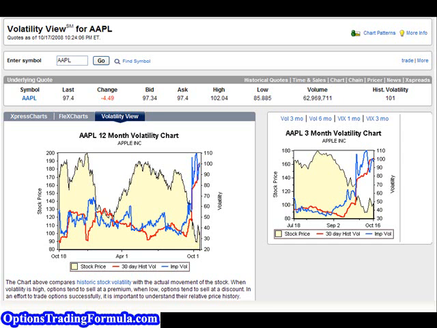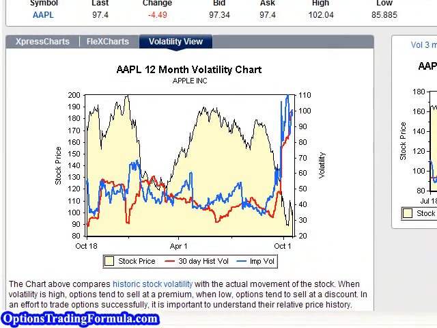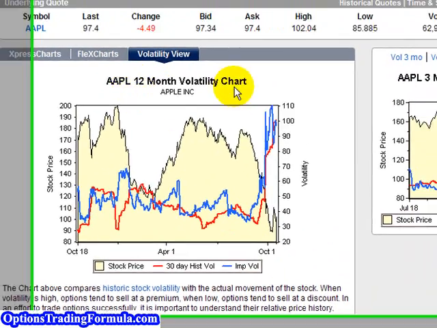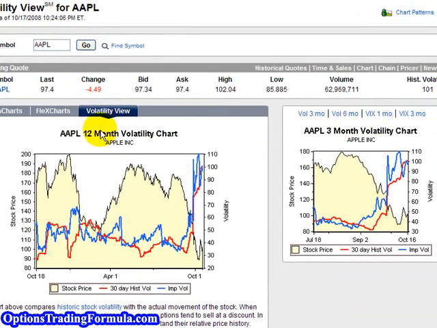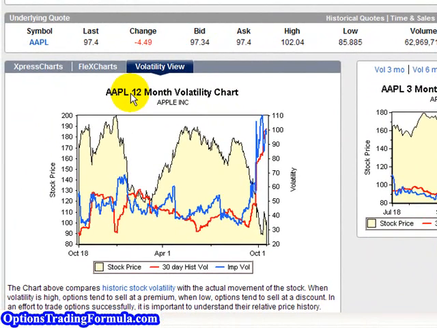Here we are in the volatility view in Options Express. As you can see, we have two charts, the 12-month chart and the 3-month chart. The only one I use is the 12-month chart. Now, as I told you, there are two kinds of volatilities. That's the historical volatility, which is the red line, and the blue line, which is the implied volatility. The one I always use is the implied volatility. Right here, it's a blue line. Now, the charts might be a different color, but always look for the implied volatility.